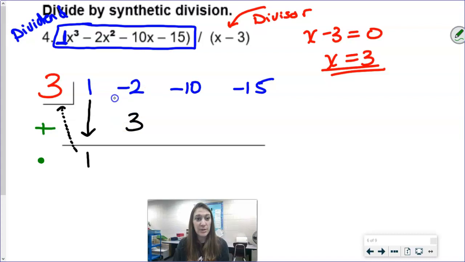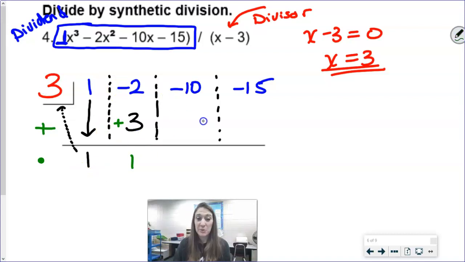And now these numbers are above the line, which means they get added together. So I'm going to draw a little line separating these so they look like columns. -2 plus 3, we're adding that together, and then we get a 1. And then you just repeat the process all over again. So 1 times 3 this time is a 3 again.